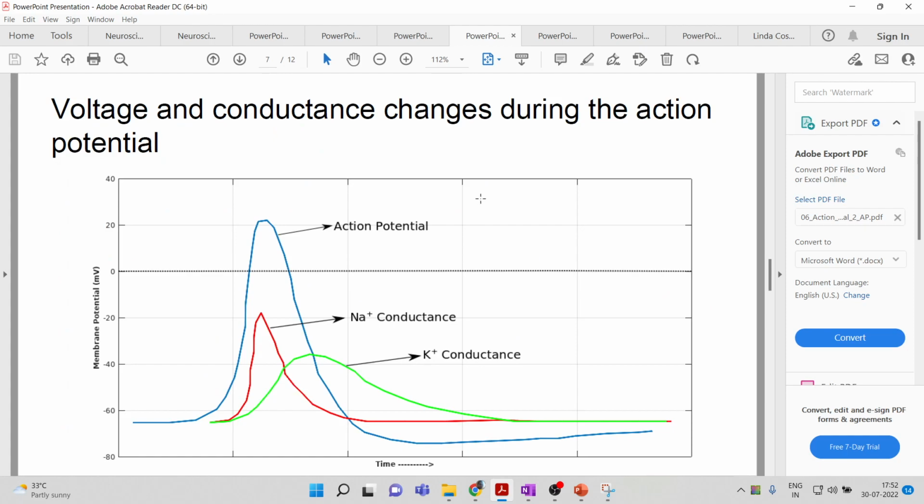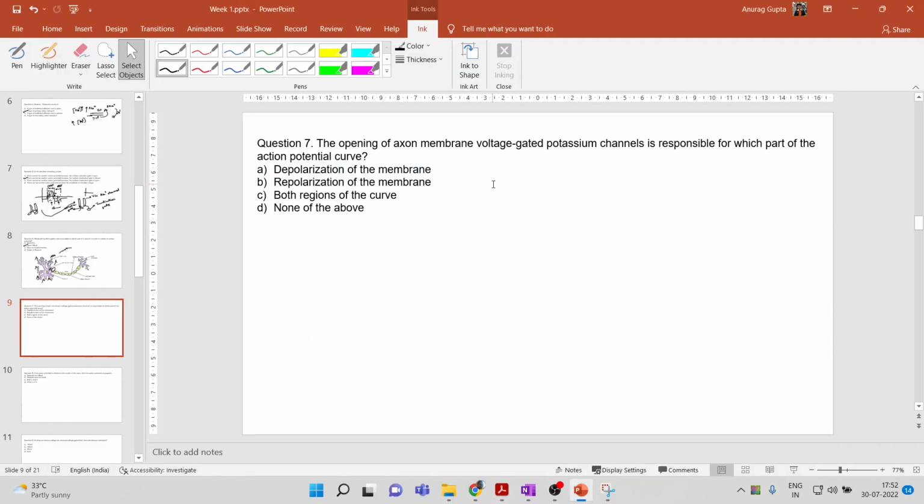Yeah, so you can see here this graph. At this point, voltage gated sodium channels open up, causing an influx. Causing an efflux of potassium, right? So positive charges start leaving the cell, and hence the cell starts to become more negative, which is what causes this downward repolarization. So that is correct. Repolarization is the correct answer.